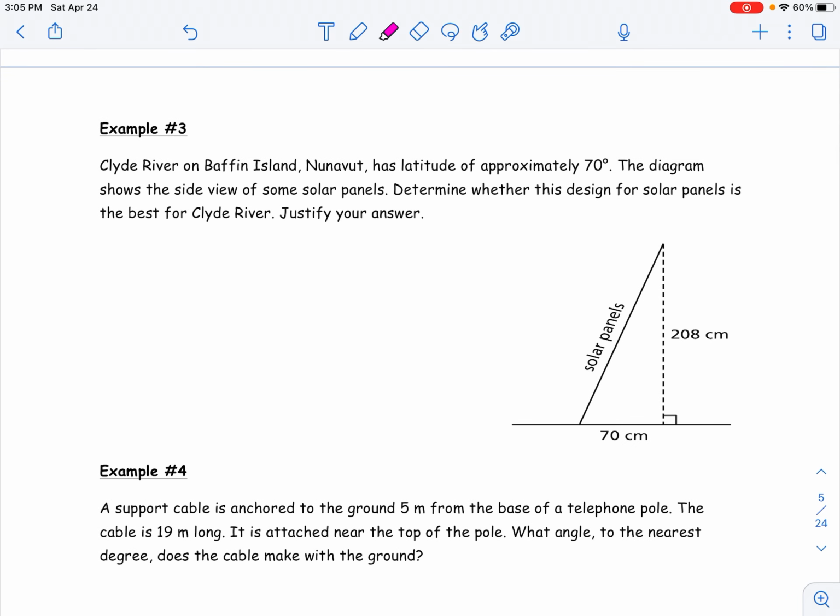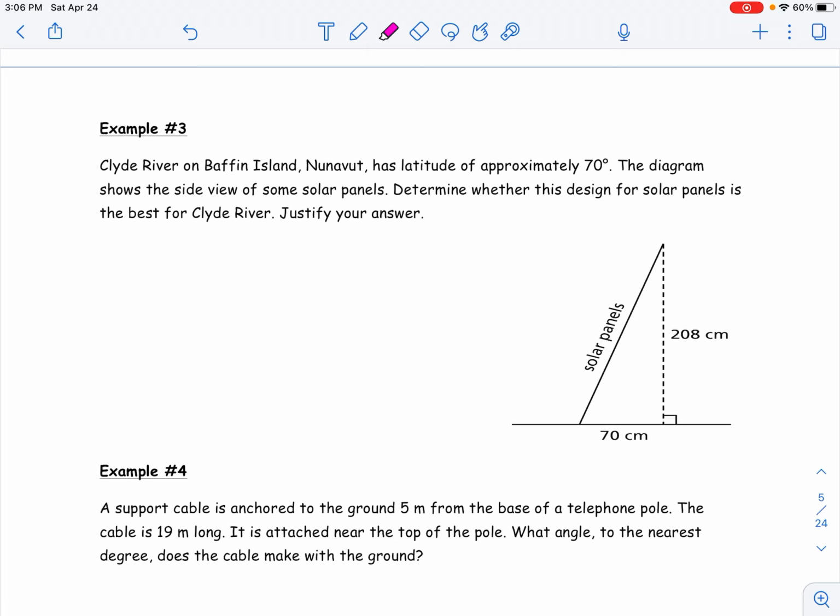Example number 3. Clyde River on Baffin Island, Nunavut, has a latitude of approximately 70 degrees. The diagram shows the side view of some solar panels. Determine whether this design for solar panels is the best for Clyde River. Justify your answer. So what we need to do is figure out if this angle is 70 degrees. If it is, then it's going to work perfectly with the latitude that we're given.